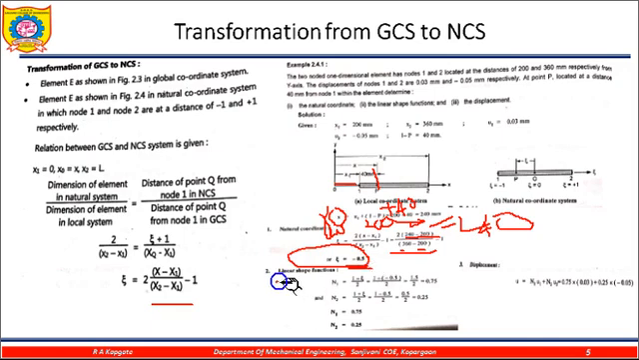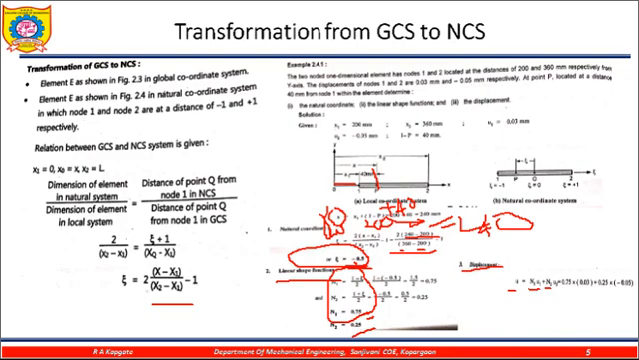Then we find the shape function by putting the simple formulas into this, and we calculate the shape function. Similarly, the displacement is also calculated, that is u is equal to the shape function multiplied by the nodal displacement. The shape function we are calculating, and the displacement values are also known to you, hence we can very easily find the displacement.